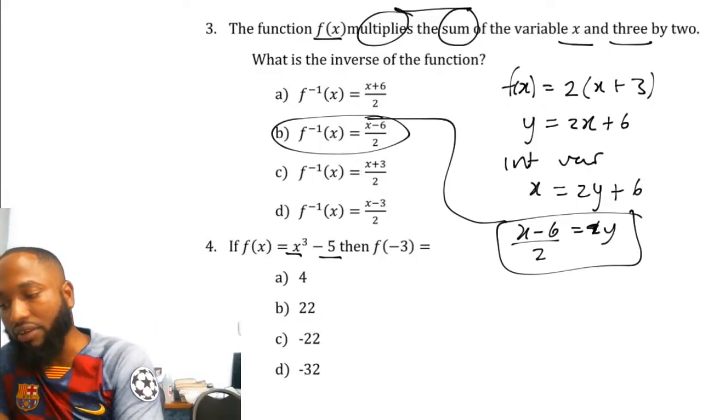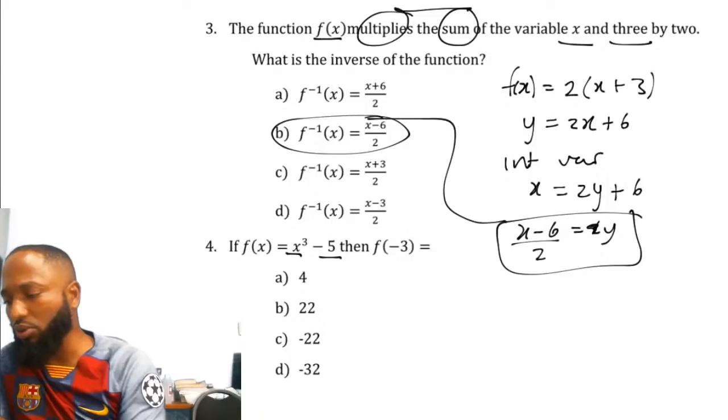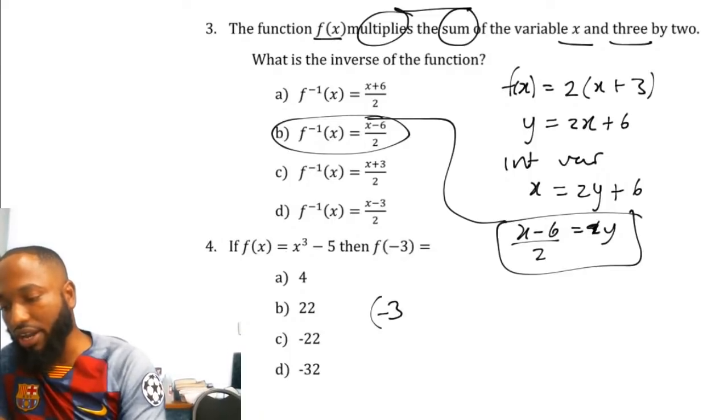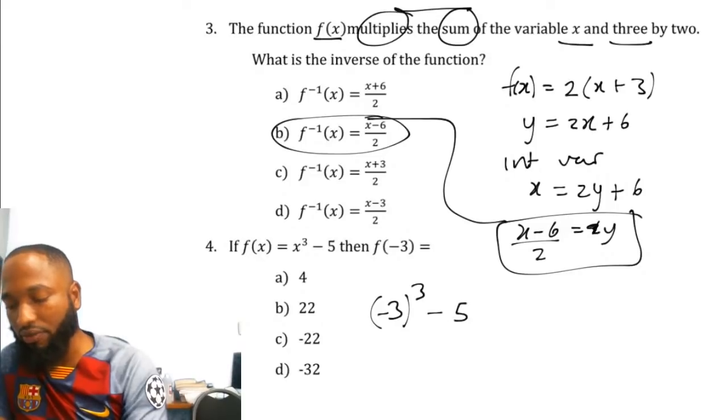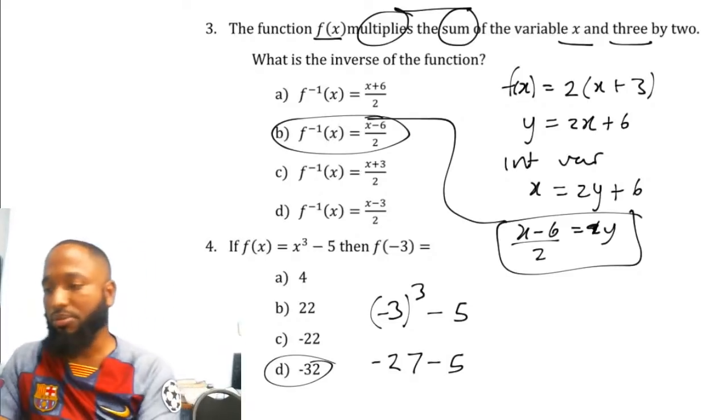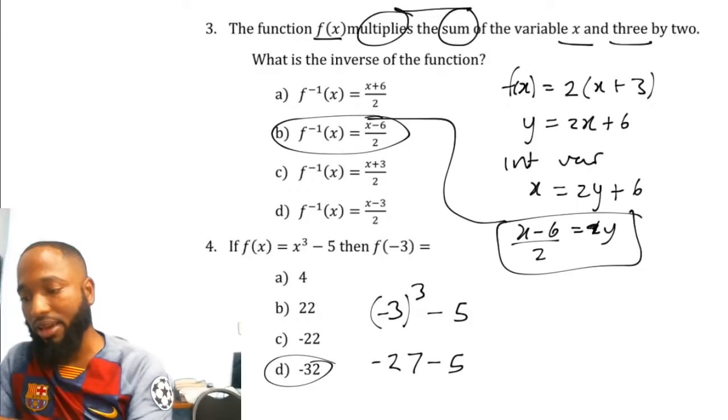x cubed minus 5, then f of negative 3. We're going to substitute negative 3 in there, so the trick was to know that negative 3 to the power of 3 is actually negative 27. Minus 5, take away an additional 5, and you end up with negative 32, D. So people are pelting out answers here, brisk.